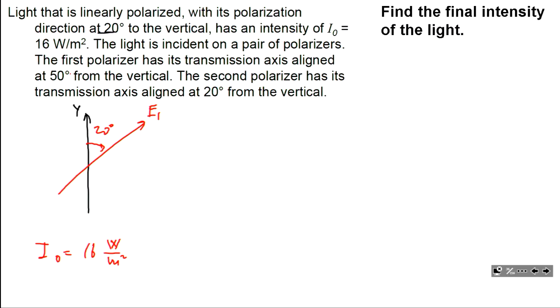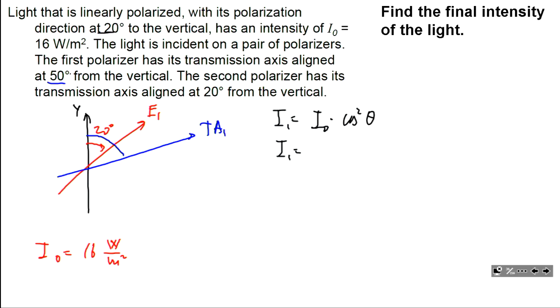Again, intensity describes how much energy travels through an area per time, through 1 meter squared every second. That's what it is. And the first polarizer has transmission axis at 50, again a positive number. So from the same axis, I have to go to the 50 degrees angle. That's transmission axis number 1. Now I can calculate the intensity number 1 for light traveling through the first polarizer.